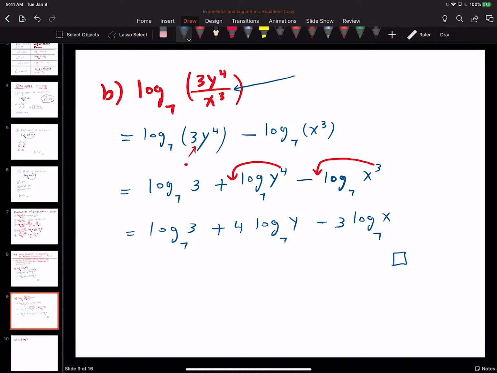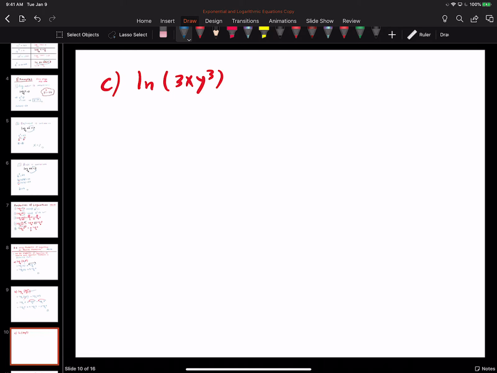One more example. Ln of 3x y to the 3rd. We have a product, as you could see, 3 times x times y, and to the power 3, that's a power rule. So we have two formulas. But keep in mind that ln is the same thing as log, but base e.